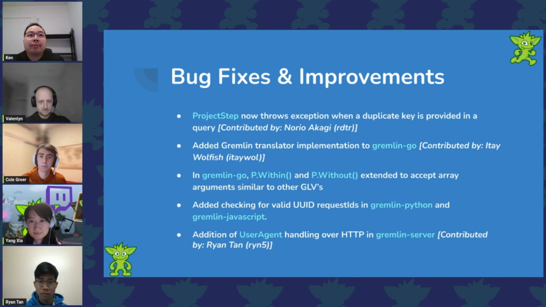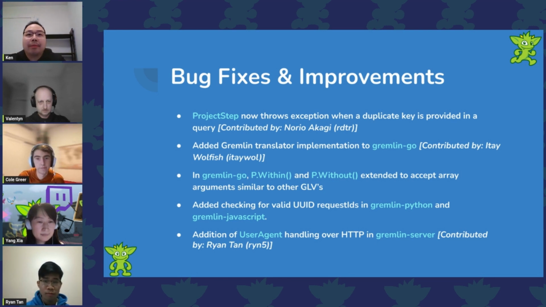And on the same theme of adding parity to Go, there's some changes to the within and without predicates. And Valentin, I believe you worked on this, so do you want to shed some light? Yes, it's a small improvement related to handling arguments for P.within and P.without in the Go language. It's just to make Go similar to other GLVs. Thanks. And then we've got some changes to request IDs. Ken, I believe that was your contribution.